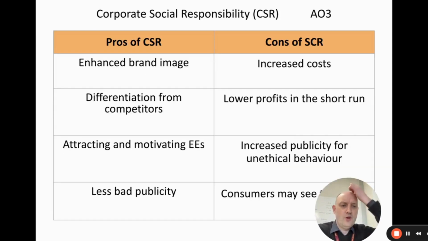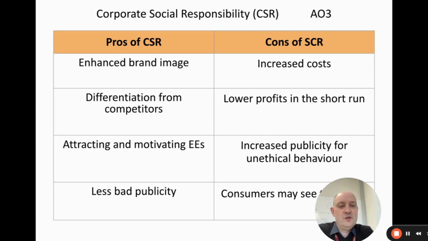So some pros and cons of a business using CSR. Now, obviously, this depends on the CSR strategy that they're using. So one that focuses on the environment is going to have different pros and cons to an economic one. But in general, one of the main pros of CSR is it enhances a brand image. So we looked at Ben & Jerry's earlier. They seem to have a very good CSR policy.